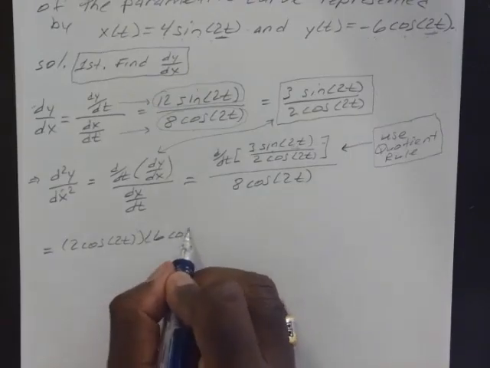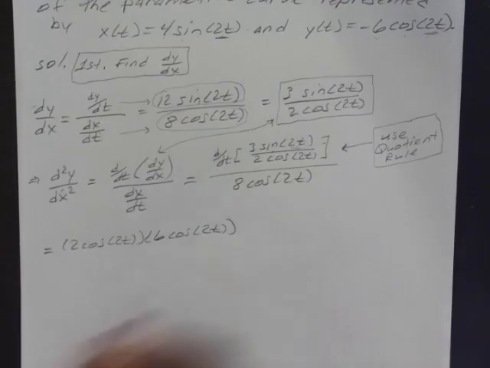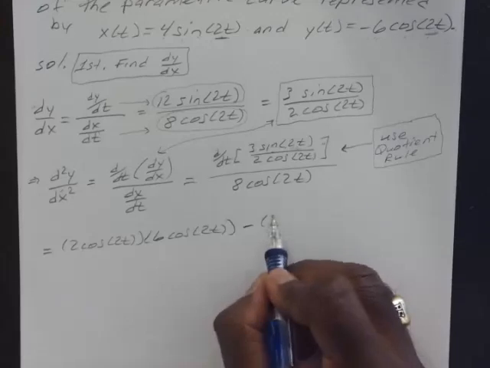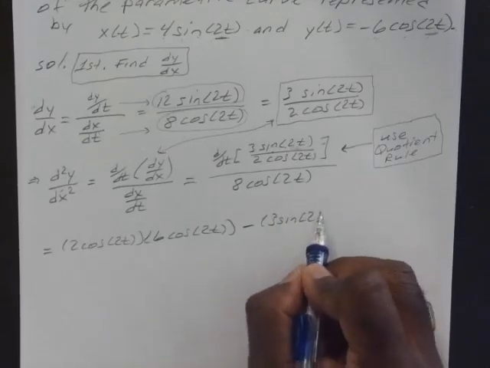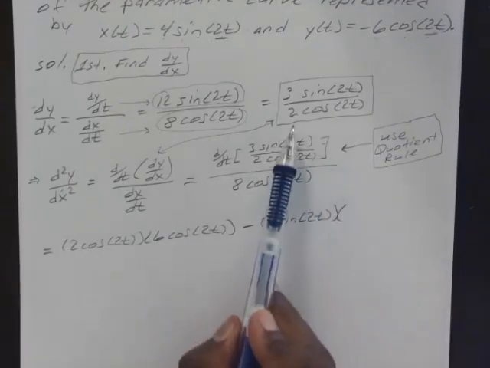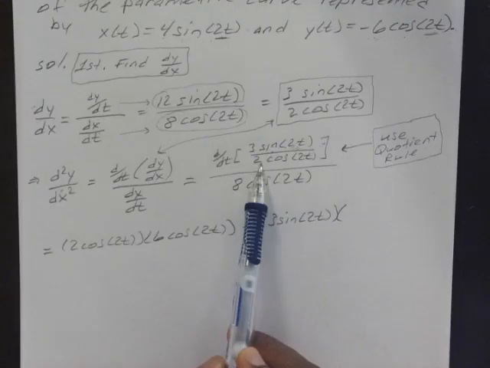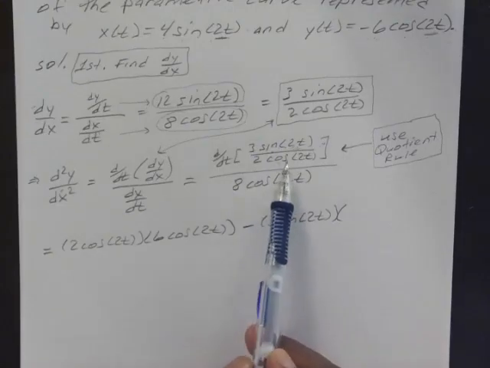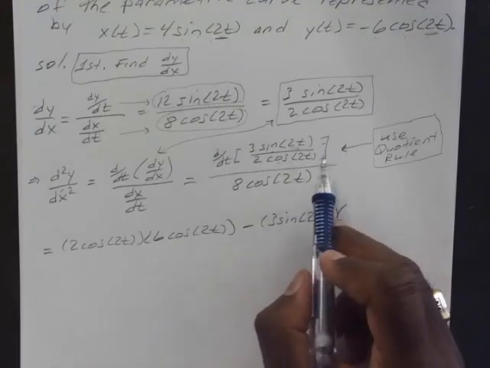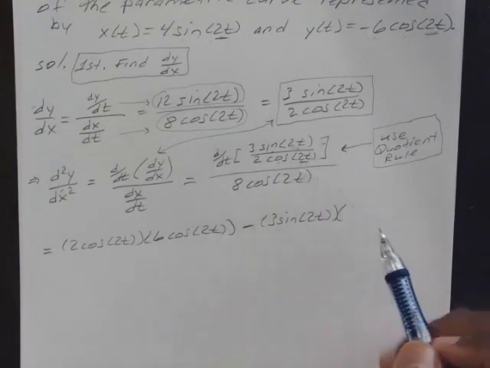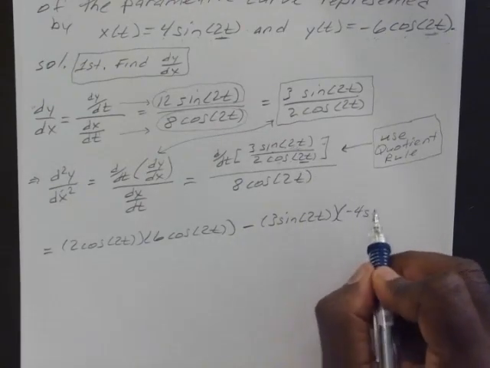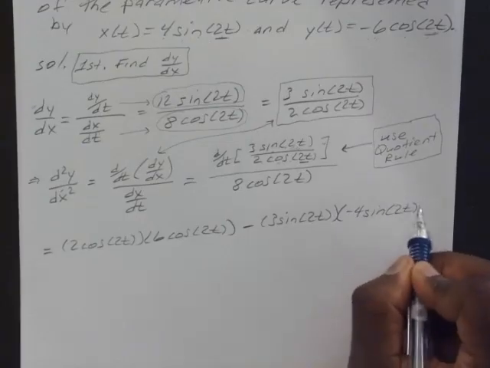So you have 6 times cosine of 2t minus the numerator, so 3 times sine of 2t, times the derivative of our denominator. So the derivative of cosine is negative sine. So that becomes 2 times negative sine of 2t times 2, which is the derivative of that 2t. So that gives us negative 4 times sine of 2t.